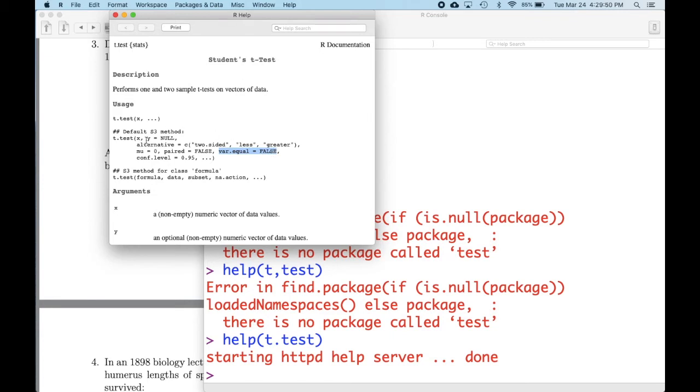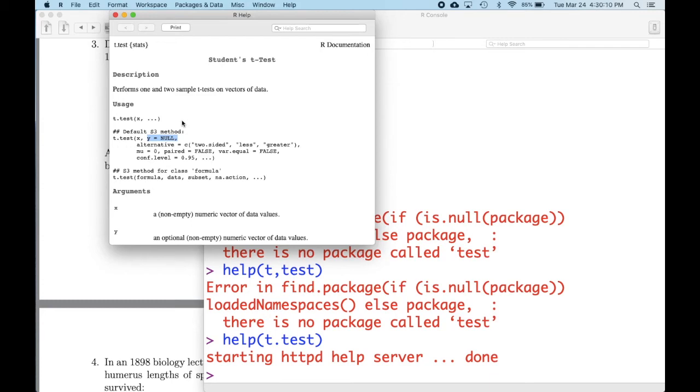The final thing is that you can actually write y equals null, and this will actually run a t-test for one population mean with all these values. So you can also use this formula to talk about one population means, okay, which I'll go back and do an example of in a second.